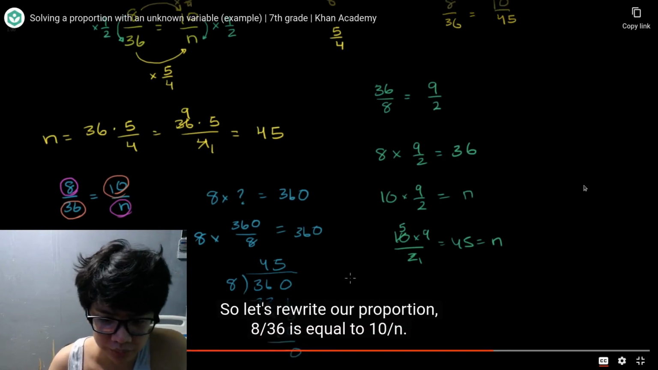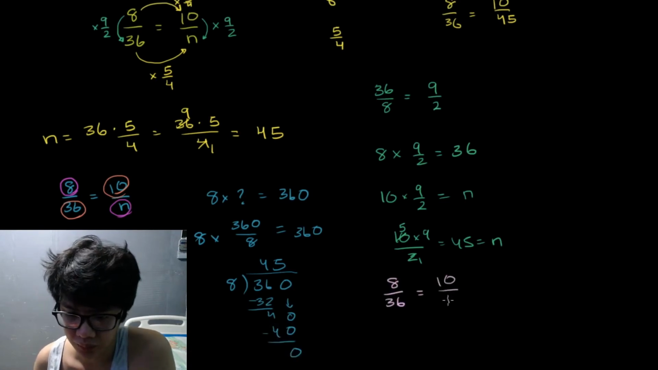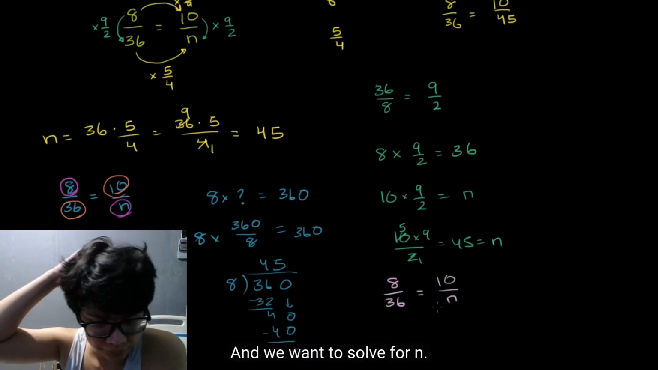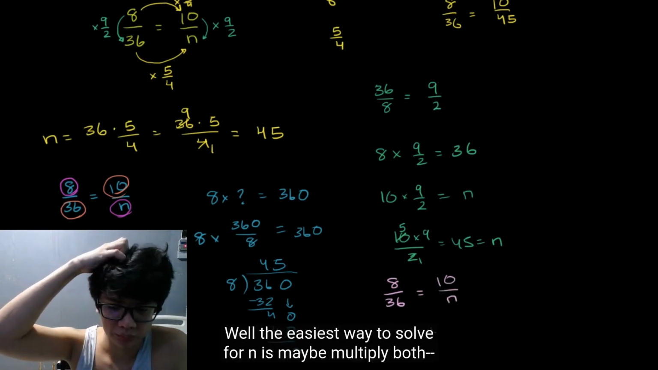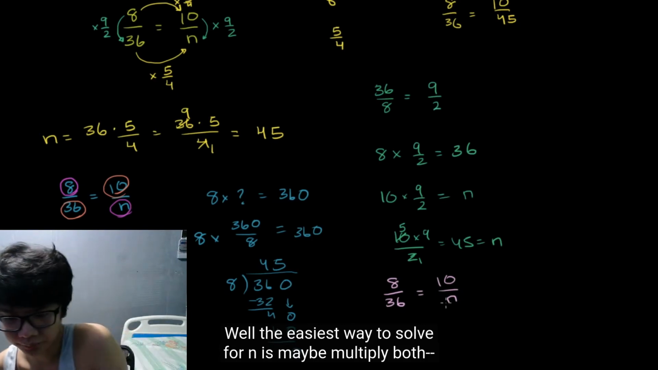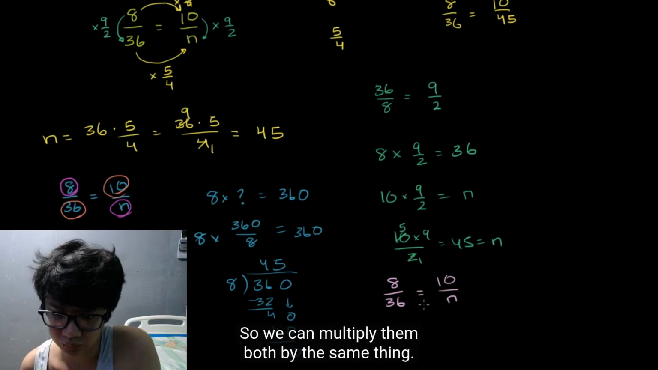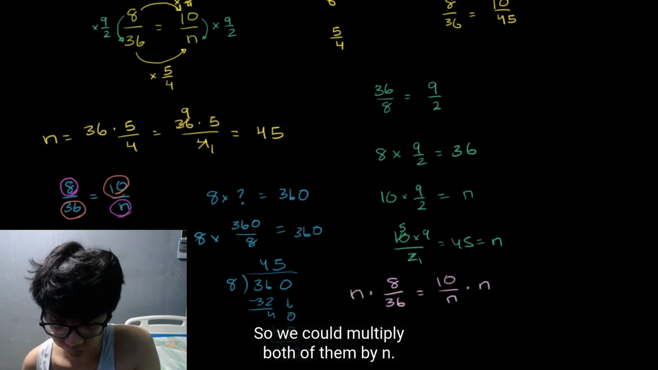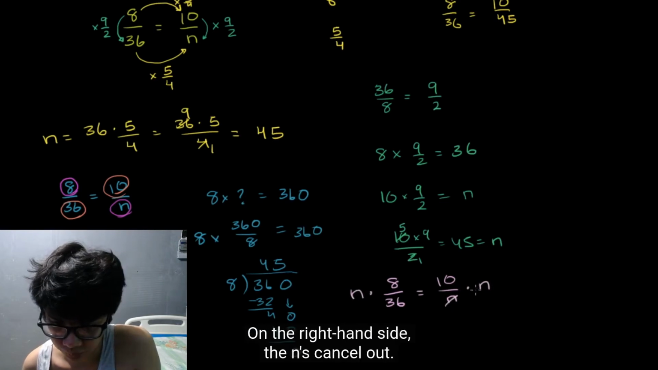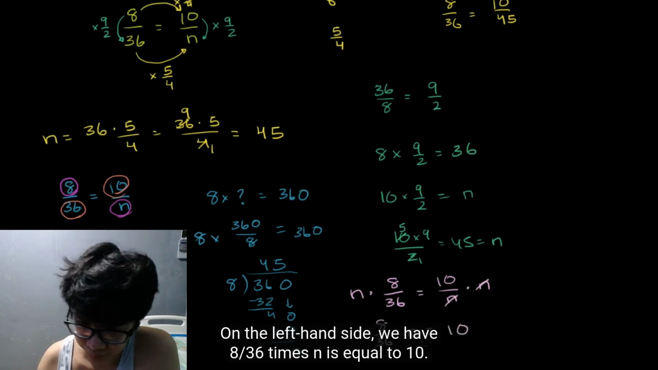So let's rewrite our proportion. 8 over 36 is equal to 10 over n. And we want to solve for n. Well, the easiest way to solve for n is maybe to multiply both sides. This thing on the left is equal to this thing on the right. So we can multiply them both by the same thing, and the equality will still hold. So we can multiply both of them by n. On the right-hand side, the n's cancel out. On the left-hand side, we have 8 over 36 times n is equal to 10.